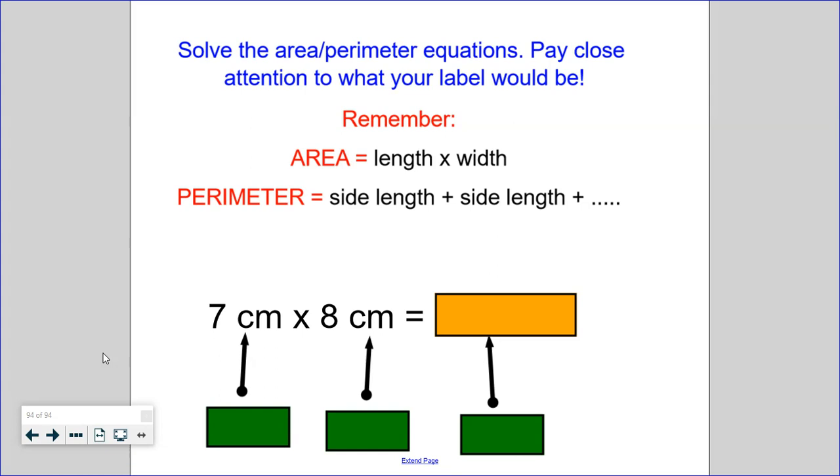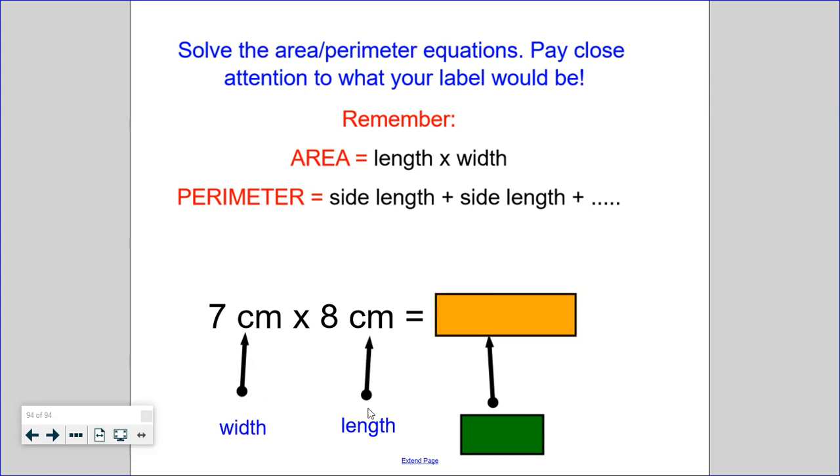This is challenge problem number 3. So we're going to solve the same thing. Remember, area is length times width. Remember, perimeter is the side lengths all added together. Okay, so we have 7 centimeters and 8 centimeters. 7 times 8 equals something. Ooh, this times right here tells me that this is going to be an area problem. Since neither of these units, centimeters or centimeters, has a square in front of it, I know these are not the area. I know these are the side lengths. So this is the width, and this is the length.